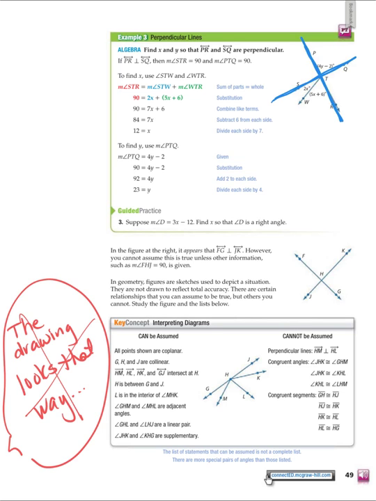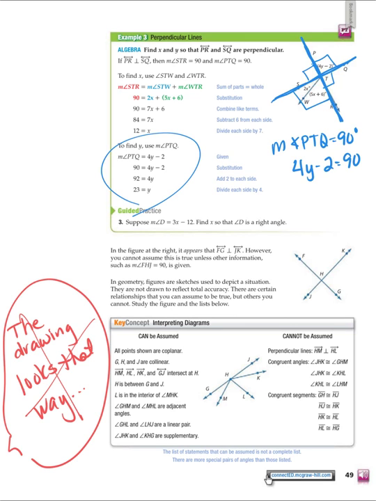If these two lines are perpendicular, then we know we have a right angle, right? We know that we've got 90 degrees all the way around here. I'm making those a little bit big so that I don't mark over the notations they've given us. So I would know that to find y, look up here at PTQ. PTQ is 90, because I've got perpendicular lines, so 4y minus 2 would equal 90, and I could solve that as they do here.